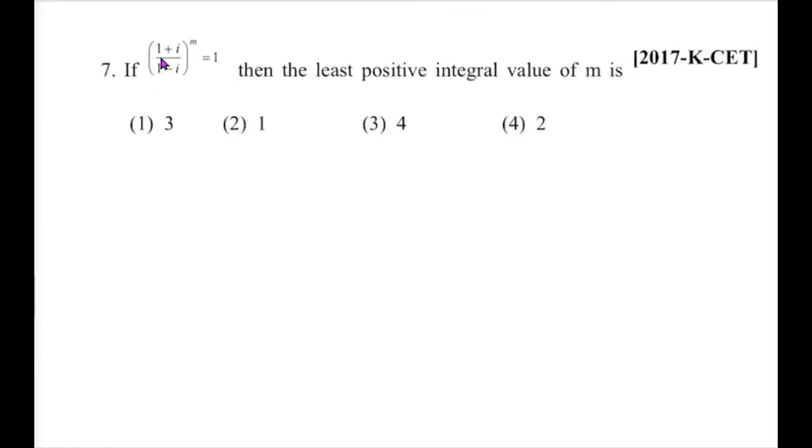If (1 + i)/(1 − i) whole power m equals 1, then the least positive integral value of m is: options are 3, 1, 4, 2. Here, in the usual method, we need to rationalize and express this complex number (1 + i)/(1 − i) in the form a + ib and then proceed with the problem.